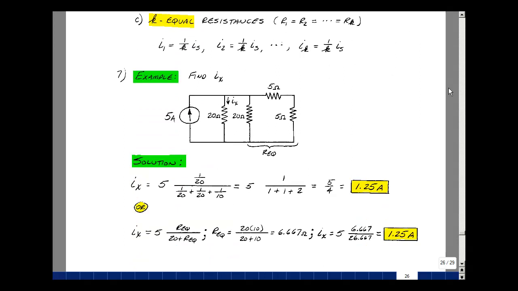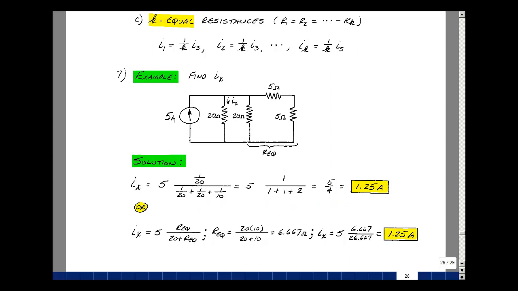Let's find the current in this 20 ohm resistor. And what I've got is 20 in parallel with 20 in parallel with 10. If I put these two in series, the conductance of this element would be 1 over 20 divided by 1 over 20 plus 1 over 20 plus 1 over 10. And all that will be multiplied by 5 amps. Multiply numerator and denominator by 20 and you get 1 over 1 plus 1 and then plus 2. So that's 5 times 1 divided by 4, and that's 1.25 amps.